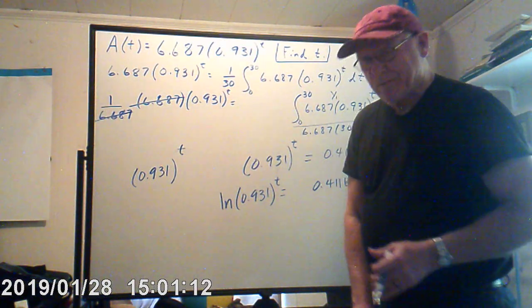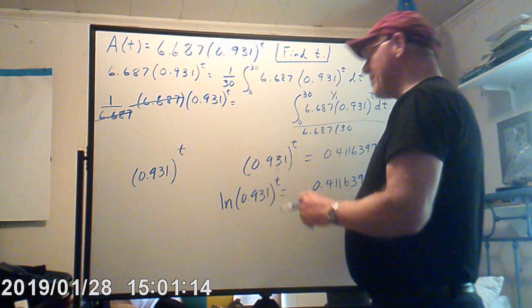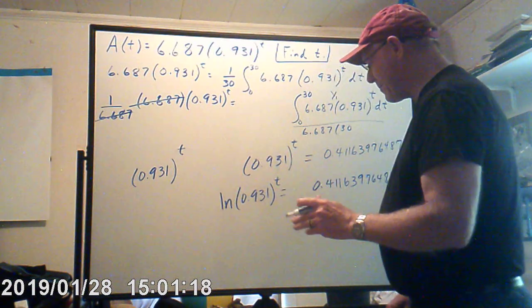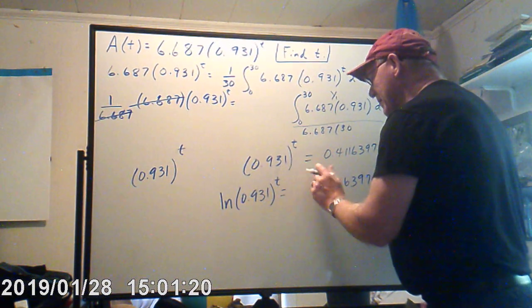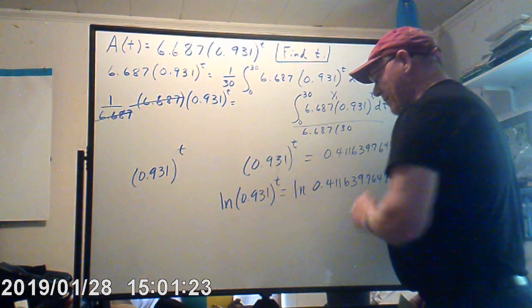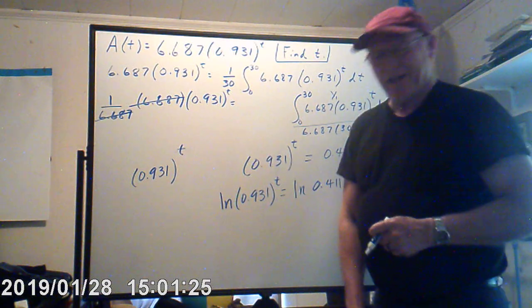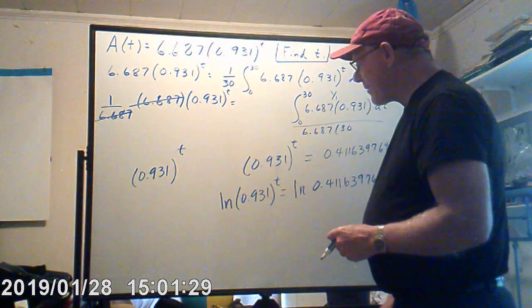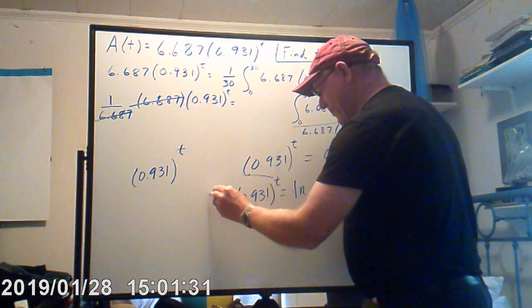It happens sometimes, and you think, oh wow, how did I get a negative number? Well, I left off the ln, didn't I? That's right. If you ln one side, you have to ln the other side. Okay, that made a whole difference. Now the t can come out in front.